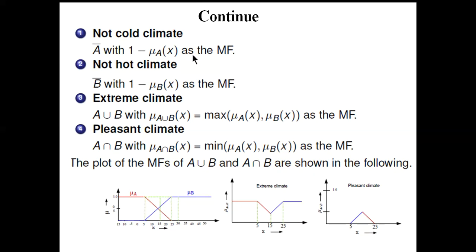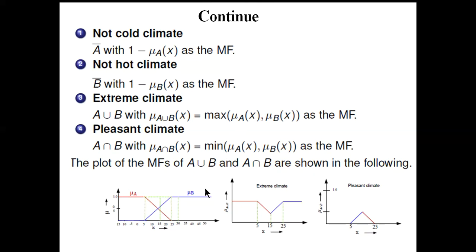How can you define that? As mu A defines the cold climate, obviously if we take the complement of cold, that is nothing but not cold. So the complement of A is 1 minus mu A of x, and the value of 1 minus mu A of x will define the not cold climate. Similarly, not hot climate is given by 1 minus mu B of x. Now, extreme climate: what is the extreme climate? We want to find out.